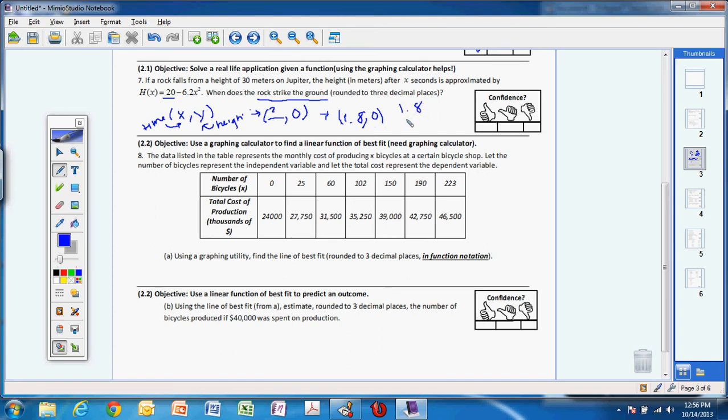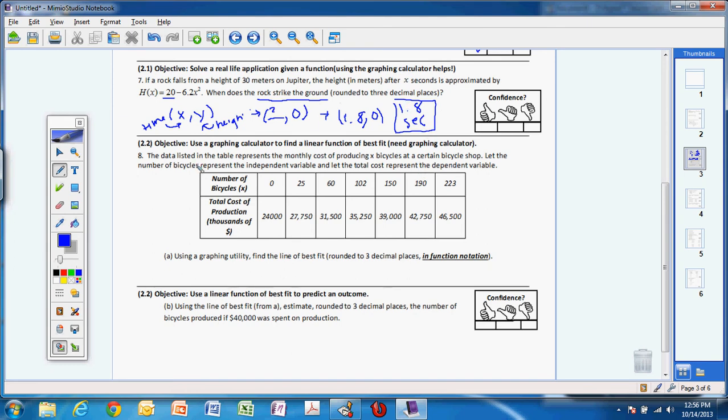So our answer on this one is just 1.8 seconds. 1.8 seconds. So that's the amount of time it takes for the rock to strike the ground. So that's all we need for number 7.